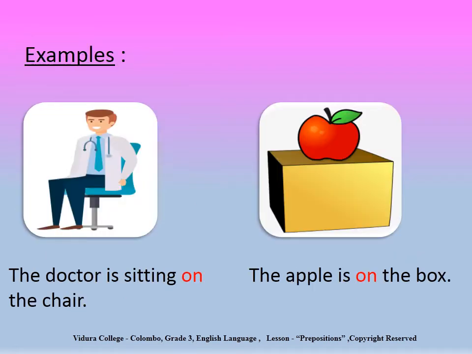Here are two more examples. The doctor is sitting on the chair. The apple is on the box. The preposition on helps to show the relationship between the doctor and the chair and the apple and the box.